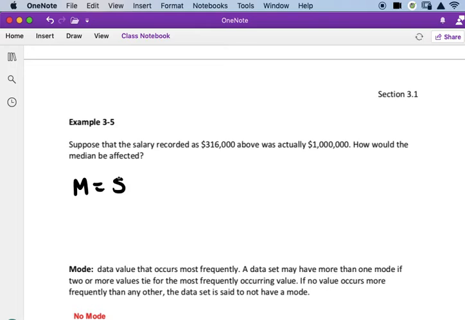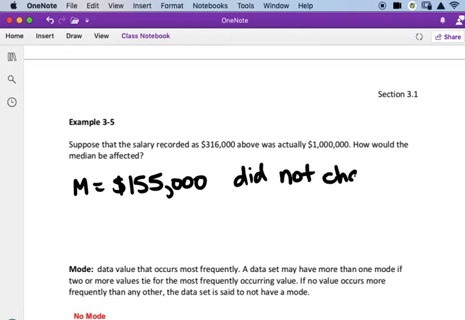And the reason that the median is not affected is because 155,000 is still the middle value in the data set. And that is because the 316 was the largest value in the data set. So changing that to 1 million did not at all affect which value was in the middle because it was already the largest value. So my median did not change at all.